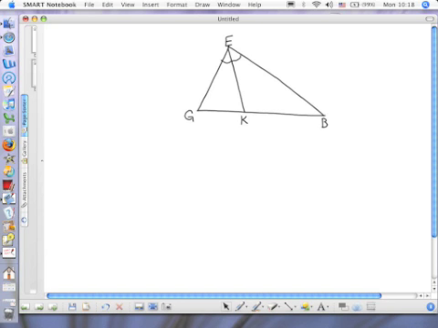In number 13, we are told that GK has a value of 5, KB has a value of 8, GE is equal to 7, and we're asked to find EB. EK is the line that is bisecting angle E, and it has just created two similar triangles, basically, okay?